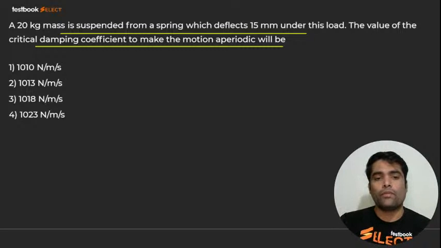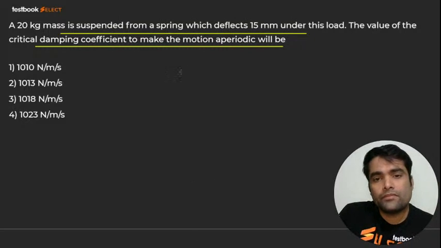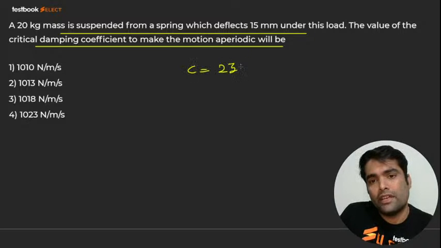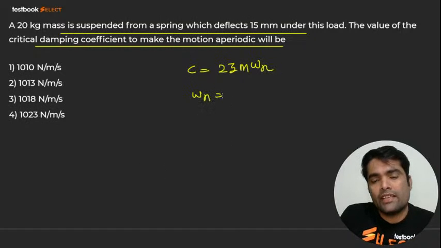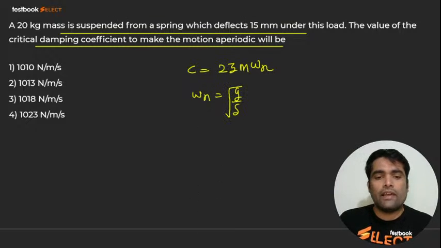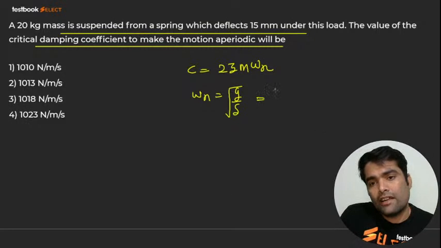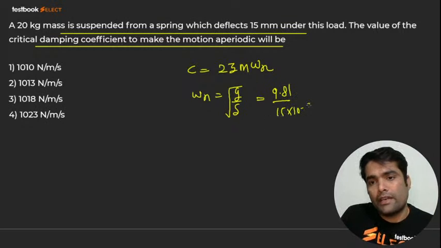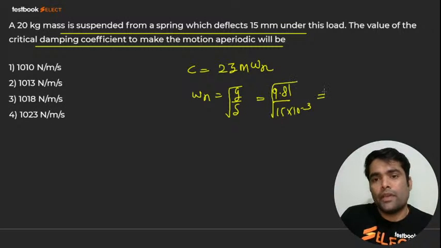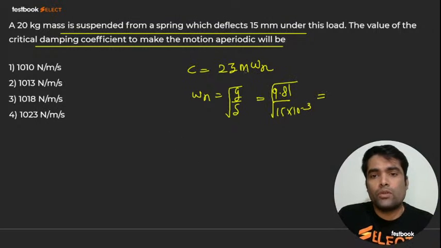It is this one. So C is equal to twice into zeta into m into omega n. And omega n, you know, is root of g by delta. What is g? The value of g is 9.8, or take 10 directly, or you can take 9.81. Delta is given as 15 mm, that is 10 raised to power minus 3 meter. Calculate the answer for it and put this value.